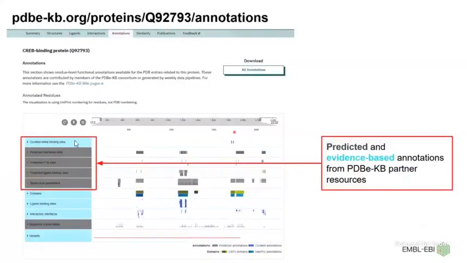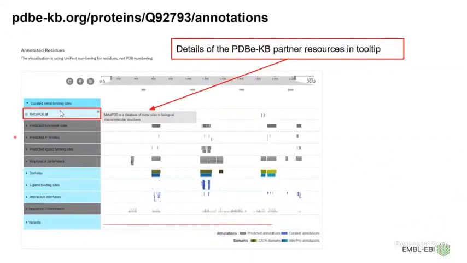Moving on, now let's talk about the functional annotations information in aggregated view of proteins. Here you see a Protvista viewer which shows you predicted and evidence-based annotations in gray and blue respectively from various PDBe KB resources. So this annotation section has all the functional annotations coming from our different PDBe KB partners. In order to know the details about each PDBe KB partner, you can hover over the resource name and it will tell you the details.